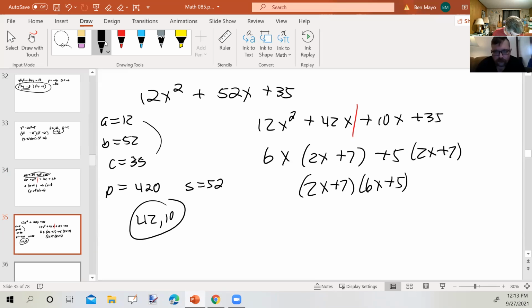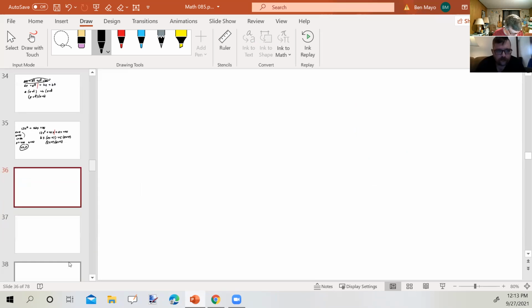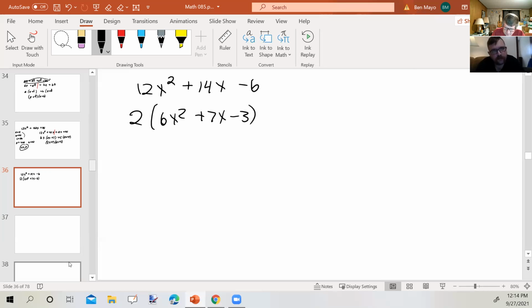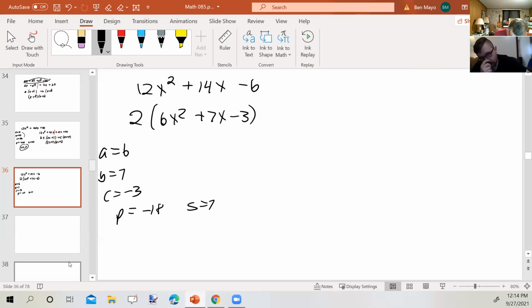Okay, let's see. How about this one? I don't think I did this one before. 12x squared plus 14x minus 6. Trinomial, standard form. Greatest common factor is a 2. 6x squared plus 7x minus 3. So I'm going to use grouping on that. A is 6, B is 7, C is -3. The product is -18. The sum is 7. How about 9 and -2?